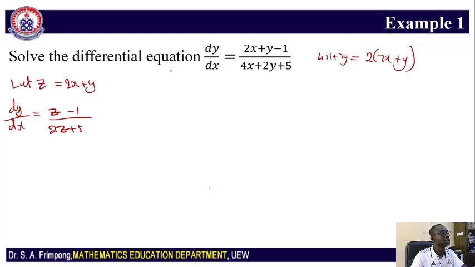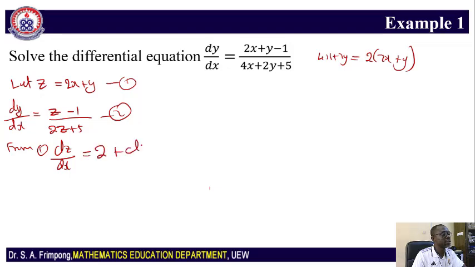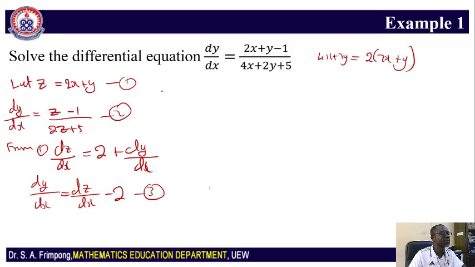So if I call this equation 1 and this equation 2, from 1, dz/dx is equal to 2 plus dy/dx. Don't forget, when you differentiate, this is a function, so it becomes a function of a function. So we make dy/dx the subject here. So dy/dx now becomes dz/dx minus 2. Let me call this equation 3. So we just substitute 3 in 2.